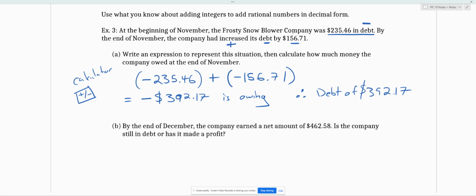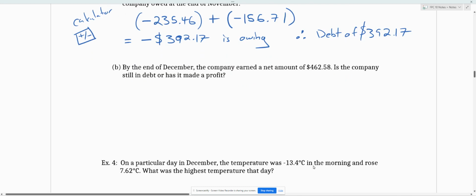All right. So what does it say here? Something changed with the company. By the end of December, the company earned a net amount of $462.58. Okay, so we're earning a net amount. This whole statement here means plus. That should make sense, I think. Is the company still in debt or has it made a profit?